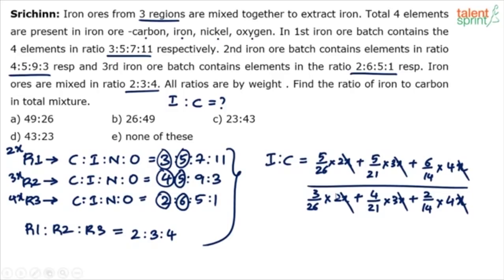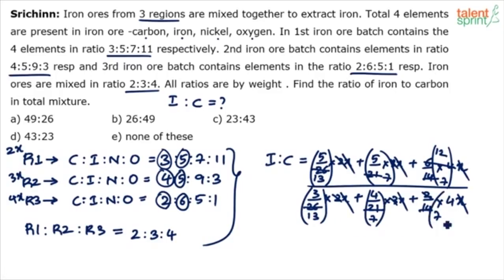So you just play with this ratio. 10 by 26 simplifies, as this goes 13 times. This is 7 times. This is 24 by 14, so it is like 12 by 7. For carbon, 13 times again, 7 times, and this will be 4 by 7. So basically for iron, 5 by 13, 5 by 7, and 12 by 7. For carbon, 3 by 13, 4 by 7, and 4 by 7.